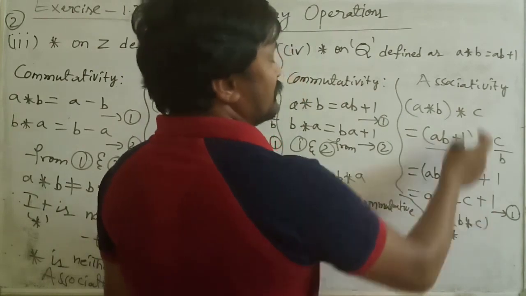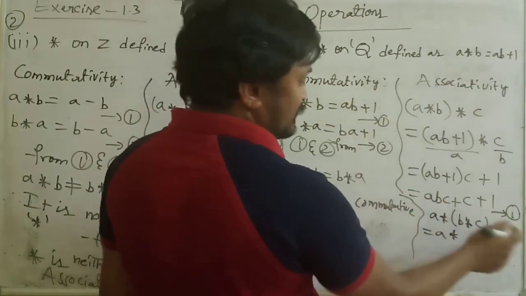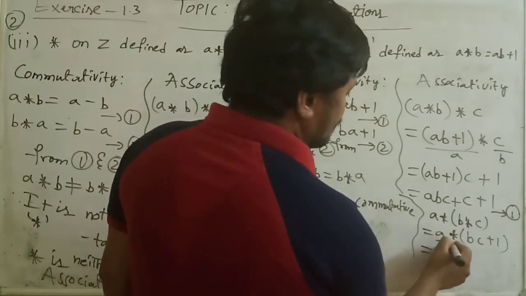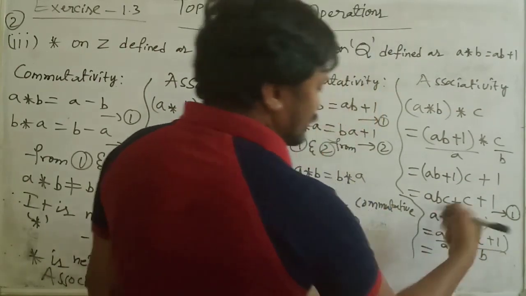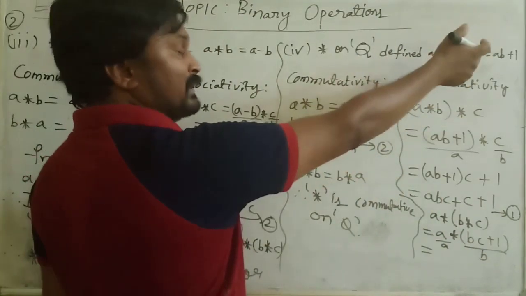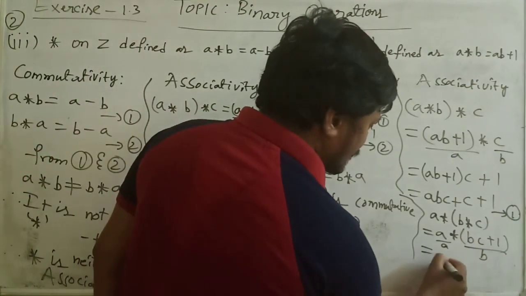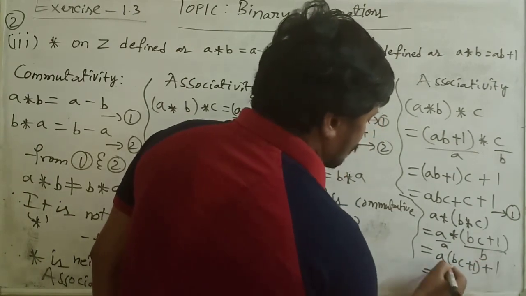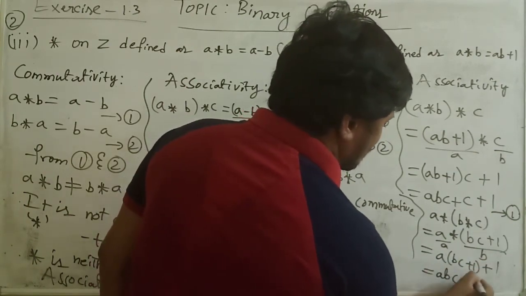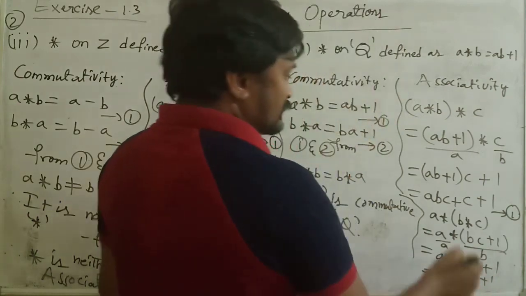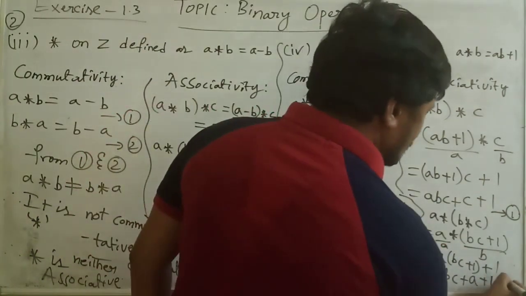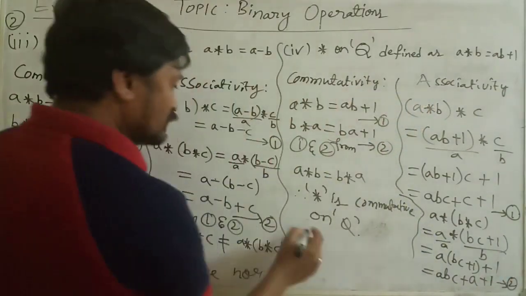First complete this. A star B means AB plus 1. B star C means BC plus 1. Same method, now this becomes A and this becomes B. Then again A star B means AB plus 1. So AB plus 1 means A into BC plus 1 plus 1. So now ABC plus A plus 1. Now check carefully, ABC plus C plus 1, ABC plus A plus 1. So this is equation number 2.